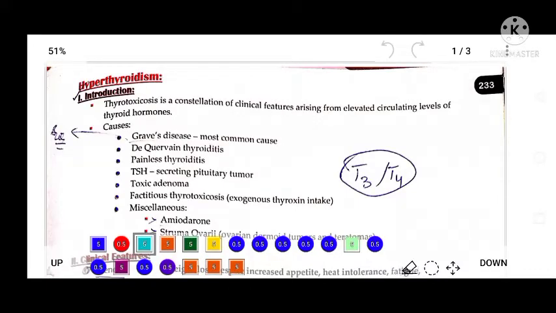Okay, so the topic is hyperthyroidism. Hyperthyroidism or thyrotoxicosis is a constellation of clinical features that arise when thyroid hormone is increased. When T3 and T4 concentration in our body is increased, that condition is known as hyperthyroidism.